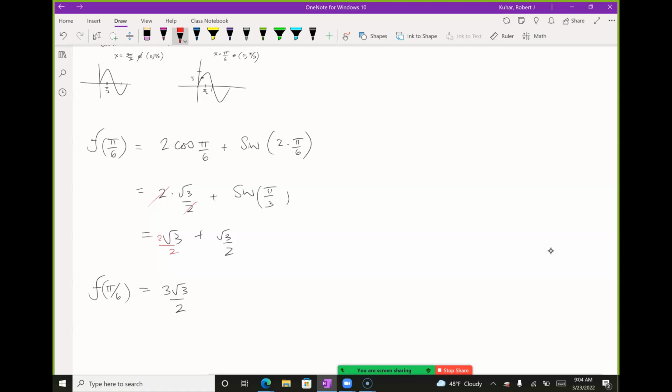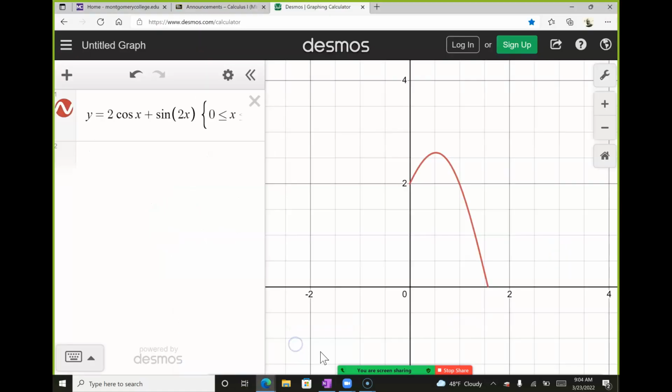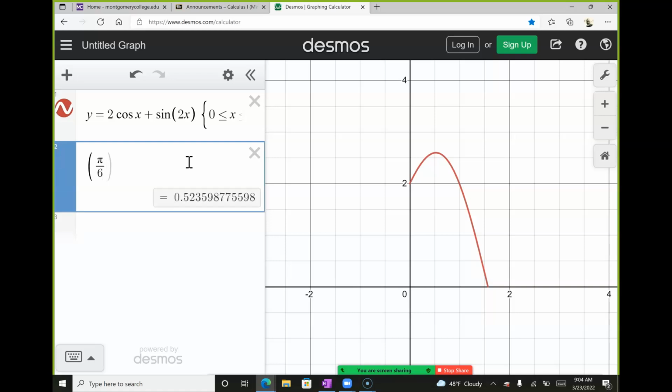So I want to double check this, right? I'm going to go to my graph, and I'm going to plug in that one point. What did it say? Pi over 6, comma. Three rad 3 over 2, right? 3 square root of 3 all over 2. Yes!